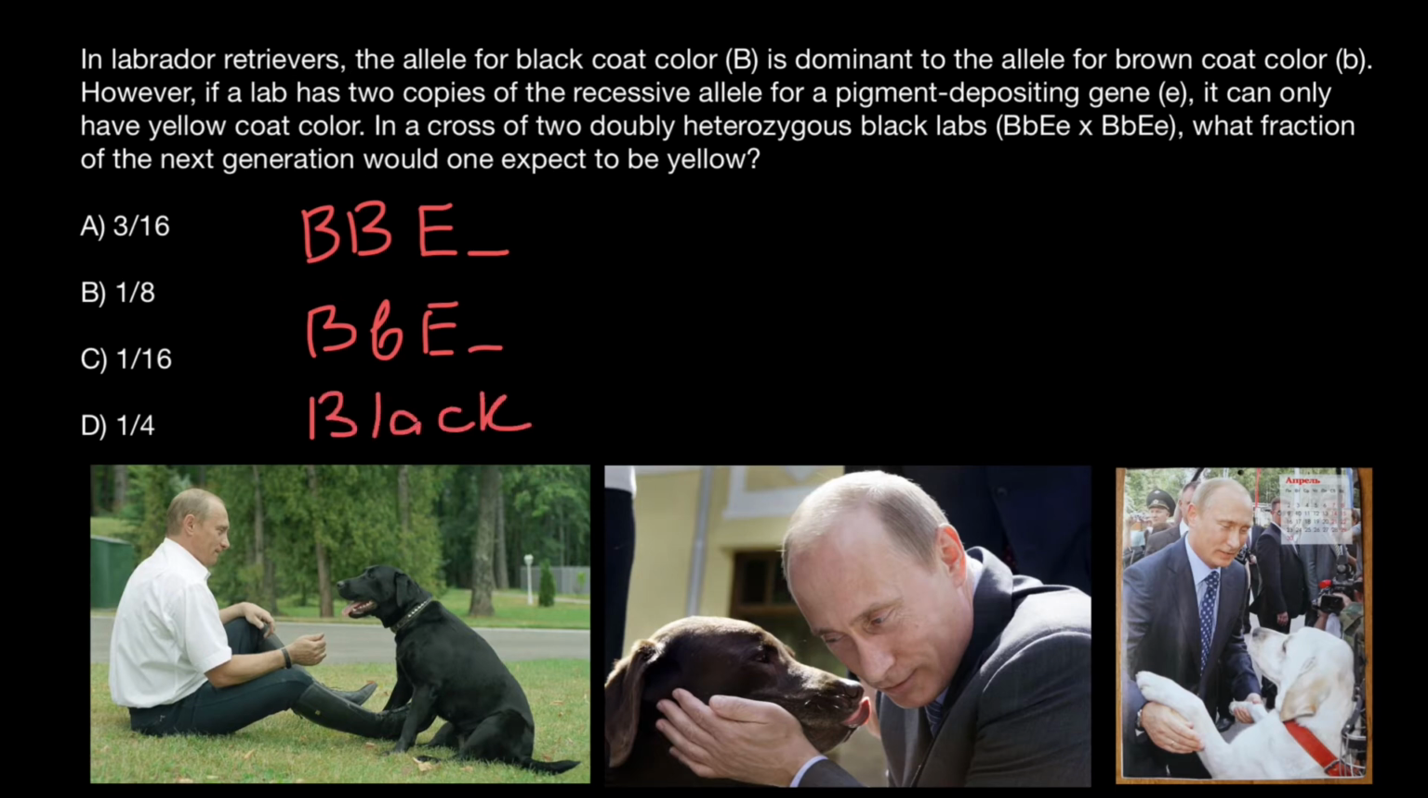And if the genotype of the animal is small b small b, and at least one dominant allele for the gene E, this is going to result in the chocolate color, or brown. So we put brown.